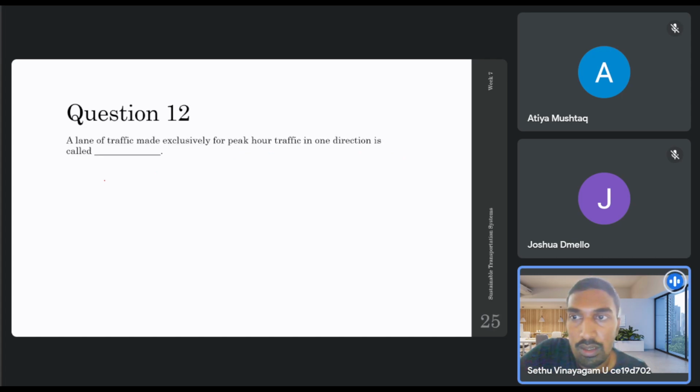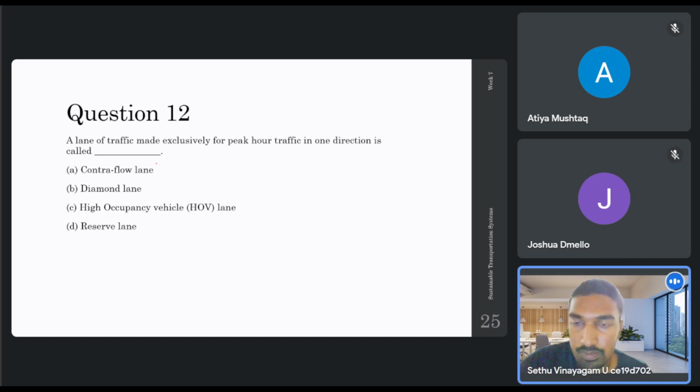Okay, question number 12 is, a lane of traffic made exclusively for peak hour traffic in one direction is called dash. So the options are contra flow lane, diamond lane, high occupancy vehicle lane, and reserve lane.